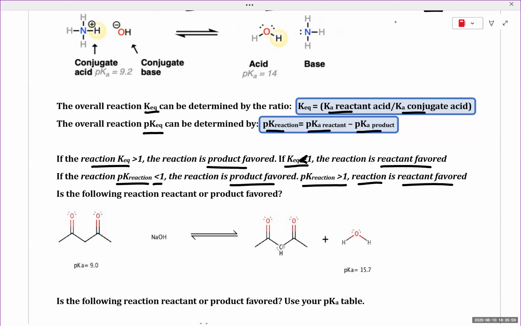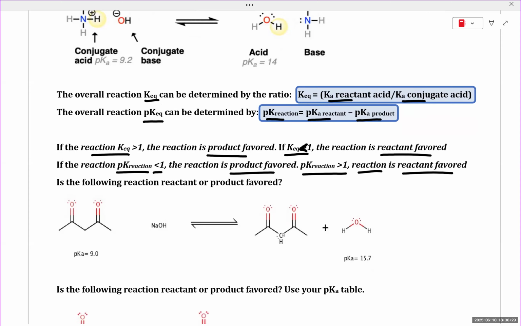So, in order to determine the directionality of an acid-base reaction, we look at the pKa of the starting acid and the conjugate acid. We then take the difference between pKa values. If the difference is less than 1 or negative, then the reaction is product favored. If it's greater than 1 or positive, then the reaction is reactant favored. Let's look at an example.